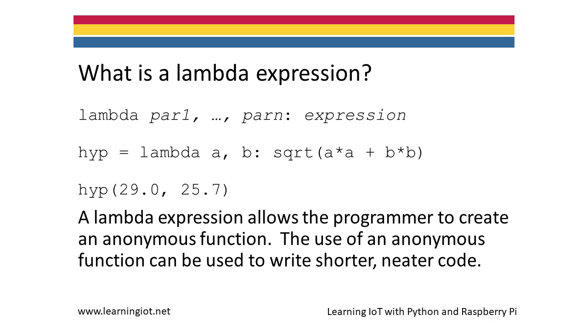A lambda expression can be used to create a function object that evaluates and returns, for example, the hypotenuse. That is, hyp is assigned the lambda expression, which is composed of the lambda keyword, followed by a comma b, which are the 2 parameters, followed by a colon, and followed by the expression square root of a squared plus b squared. The function can be used in the usual way. In order to calculate the hypotenuse of a right triangle with sides 29 and 25.7, you would pass these values to the hyp function object.